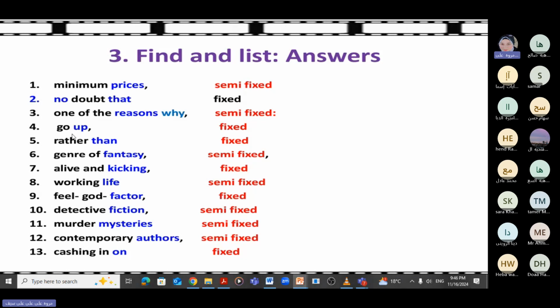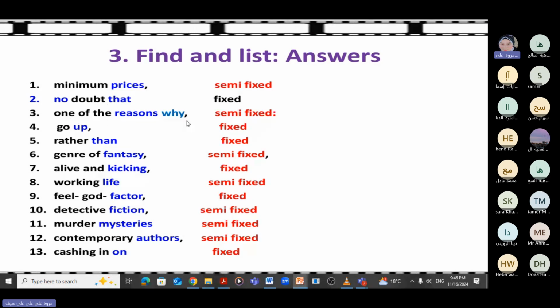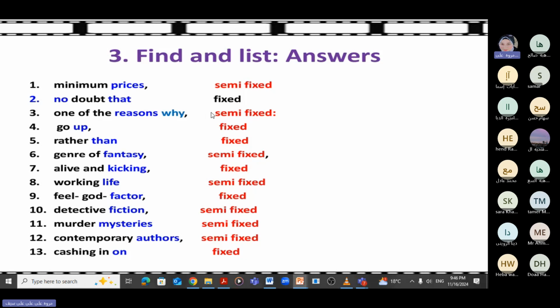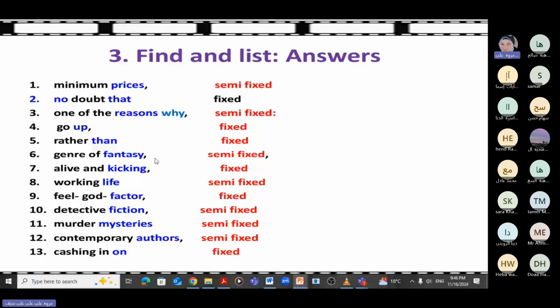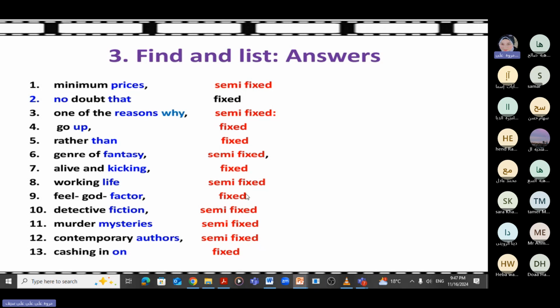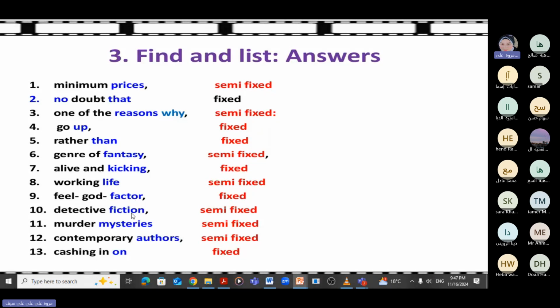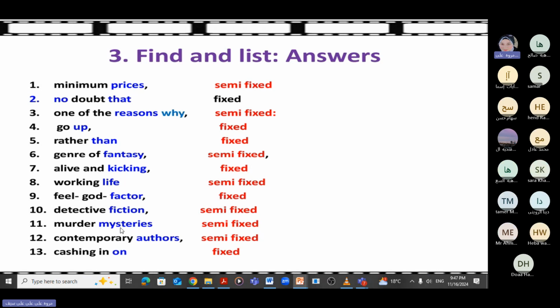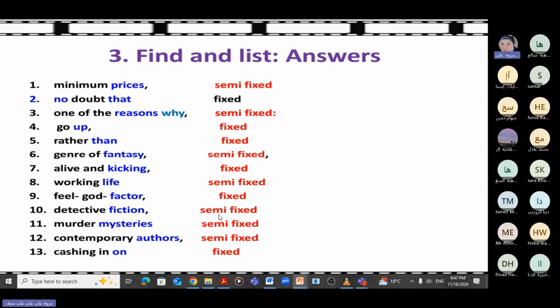Here are the answers. Minimum prices, this is a semi-fixed expression. No doubt, fixed. One of the reasons, semi-fixed, because we can say one of the reasons behind, one of the reasons of, one of the reasons in. Go up, fixed. Genre of fantasy, semi-fixed. We can say genre of reading, genre of drama, genre of music, genre of whatever. Alive and kicking, fixed. Working life, semi-fixed, because we can say working world, for example. Feel good factor, fixed. Detective fiction, semi-fixed. Murder mysteries, semi-fixed. Contemporary authors, semi-fixed. Cashing in on, fixed.